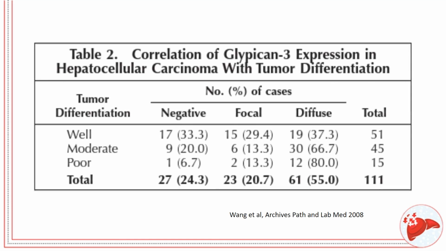Interestingly, when you look at glypican-3, they had more moderately differentiated cases in their particular study, and those that were moderate and poorly differentiated were more likely to be positive and strongly and diffusely positive. Glypican-3, of course, though, is negative not infrequently in well-differentiated HCC, with fully about a third of them negative. But moderate and poorly differentiated, which is our focus here, you'll see that these are commonly positive, but indeed can be focal.